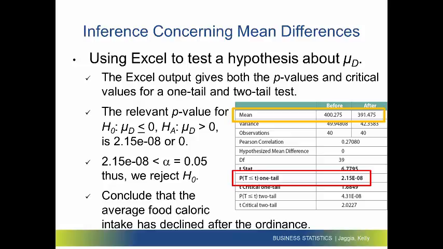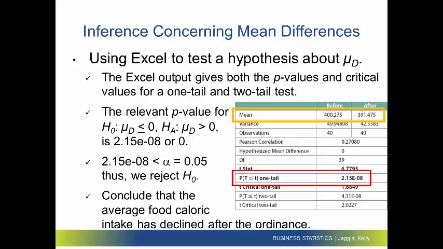The t-statistic is 6.7795. We now look at the one-tail test and see the p-value is 2.15 e to the negative 08, meaning that we take the decimal point 8 places to the left, and hence this number is certainly less than alpha of 0.05. Our decision is therefore to reject the null hypothesis.